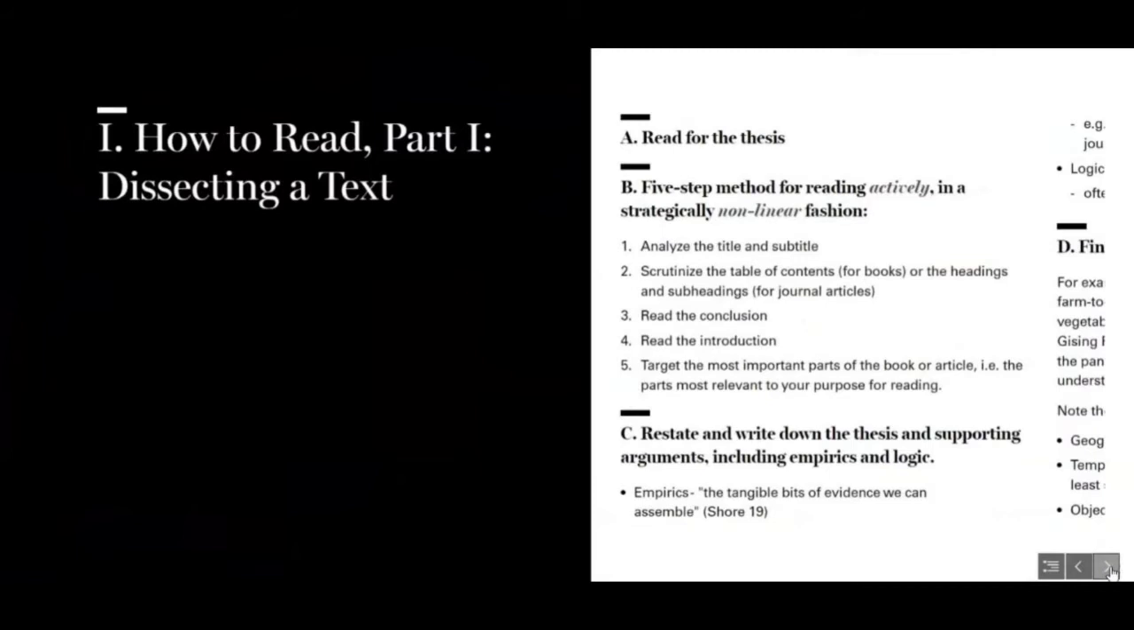So again, usually an academic article or academic writing would have three major parts: introduction, body, and conclusion. So knowing that academic writing has this main structure, Zachary Shore presents this five-step guide to reading academic writing actively. So for him, the first thing that you do is you analyze the title and the subtitle of the work, because the title and the subtitle would tell you what the work is going to be about.